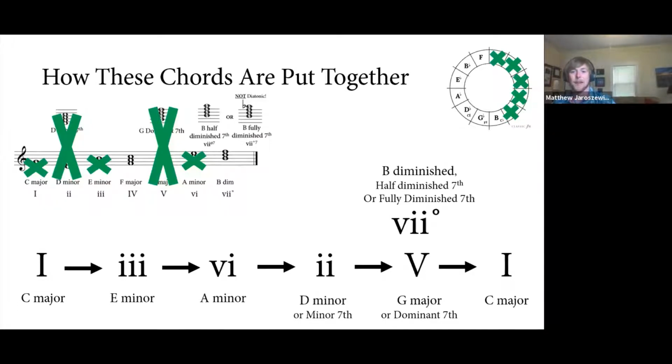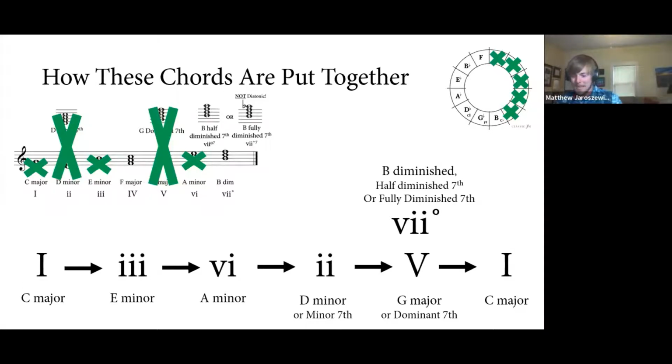Of course, we can have our diminished triad, we can have our half diminished 7th chord, or our fully diminished 7th. So instead of having a 5 chord in our progression, let's see what happens. Let's, just for fun, why don't we add a fully diminished 7th in there?